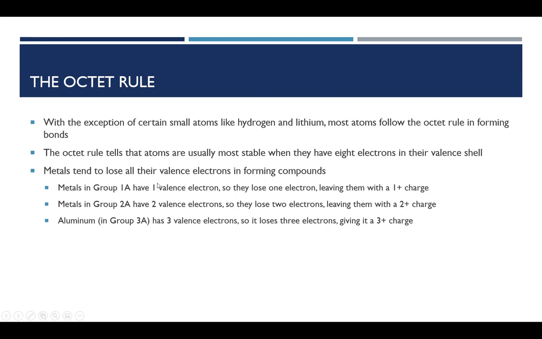The same is true of several elements in group 3A, but for right now we're just going to worry about aluminum. Gallium and indium won't play much of a role in this class, so we won't discuss them for now. But aluminum would lose its 3 valence electrons, and that would give it a 3 plus charge.